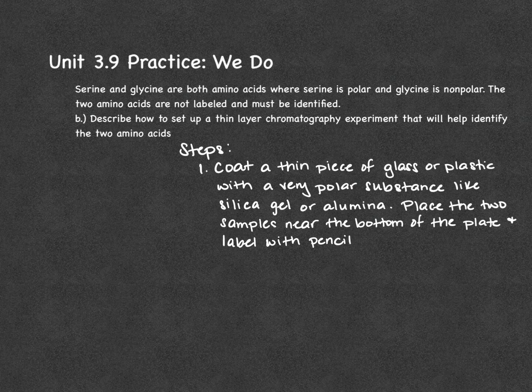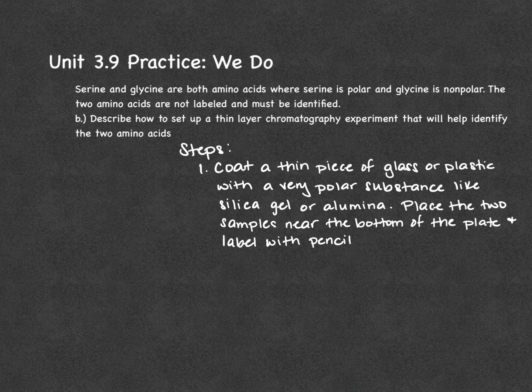So we're going to coat that plate, whatever it's made of, with a polar substance. In our case, we can use silica gel as our example. It would be beneficial to have a particular substance in mind as an example. So either alumina or silica gel, but they're both going to be very polar. And then the two samples are placed near the bottom of the sheet and labeled in pencil. So that step would be like our step 1.